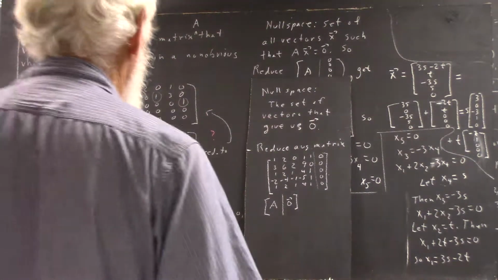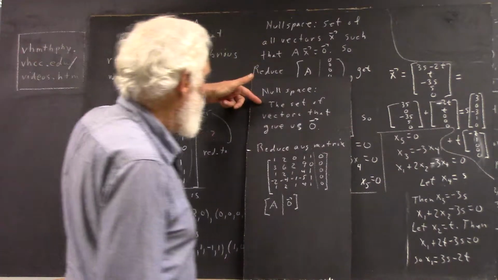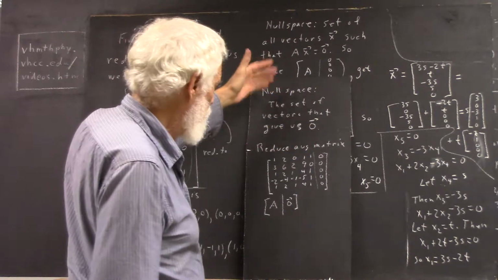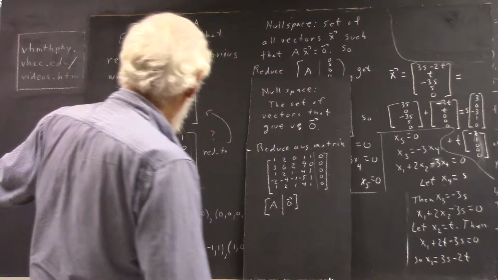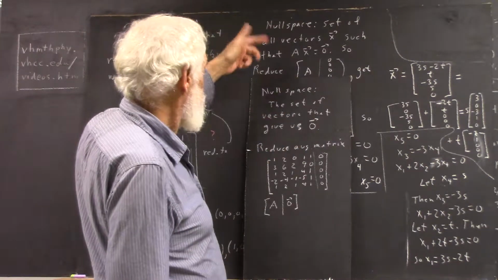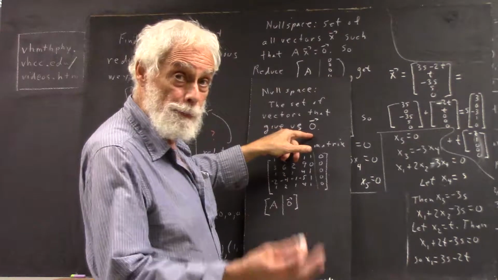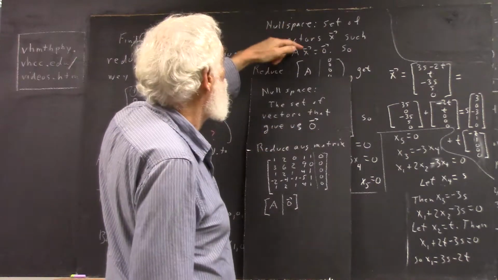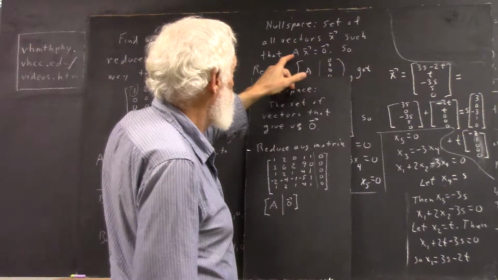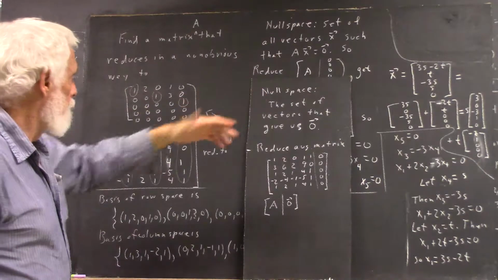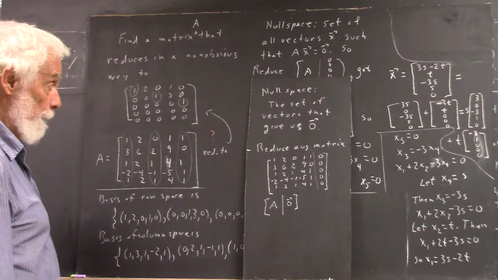Okay, so the null space is a set of all vectors that give us the zero vector. Now, what do I mean by give us the zero vector? Well, we're talking about the matrix A. This is the set of all vectors, to be more specific, such that A times x equals 0. It's a set of all vectors x such that Ax equals 0. Those are the vectors that give us 0 when multiplied by the matrix A.